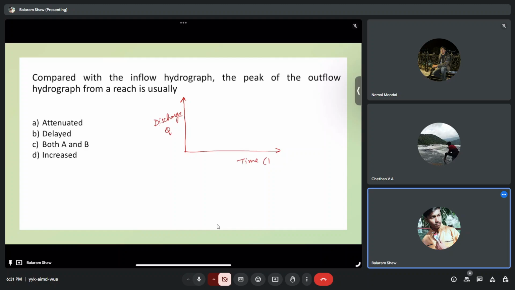Okay, so the next question is, the equation used in the hydraulic routing. Okay, so in this we meet and then we'll come back.